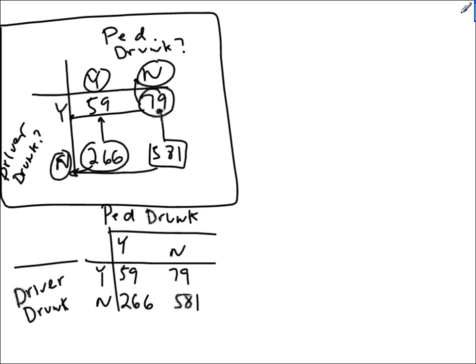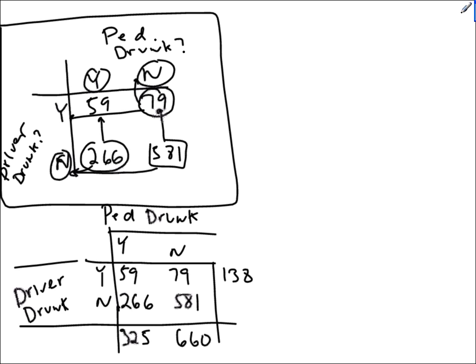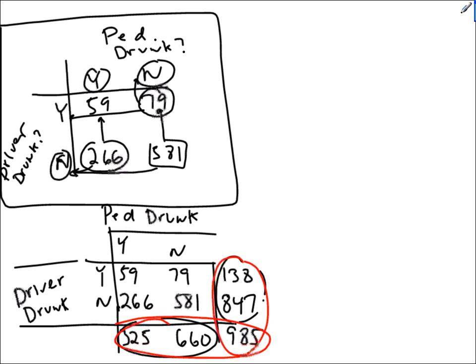If I was asked questions about a table like this, the first thing I would do would be make up the totals. 266 plus 59 is, I guess, 325. 79 plus 581 is 660. 59 and 79 is 138. And 266 and 581 is 847. And when you add up these numbers, they should be the same as those numbers. When I add up the bottoms, I get 985. And when I add up the tops, I do not, which is not good. The 849 is obviously wrong. 847. And now when I add these up, I get 985. So there it is. So when I circle in red, that's what we added. We added this. Added means inserted.